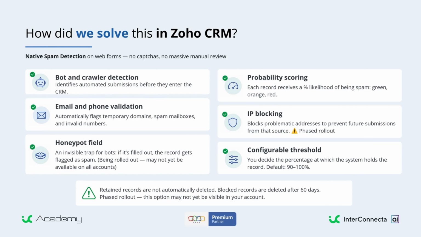And the probability score. Within this update, we'll be able to modify the spam probability range, right? Each record will receive a percentage of spam probability with a color code. I'll show you now. So this way, we'll be able to quickly identify if it's spam or not, right? That threshold, as I said, is configurable, meaning we can define the system percentage ourselves. This way, it'll hold the record for manual approval instead of letting it pass directly to the module, right?